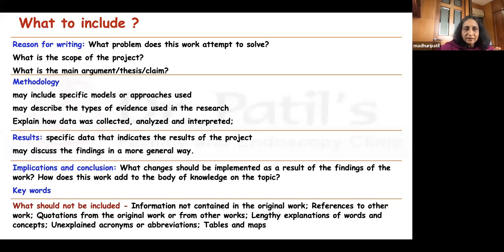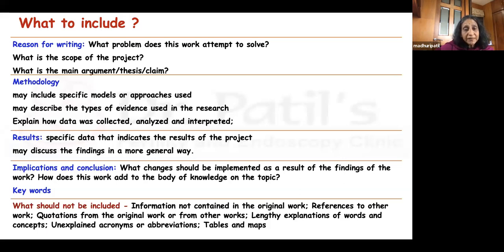And the fourth point is the implications and the conclusion. That is, what changes should be implemented as a result of the findings of the work, and how does this work add to the body of knowledge on that particular topic. And then you have to give the keywords.